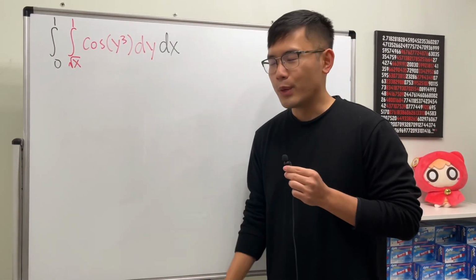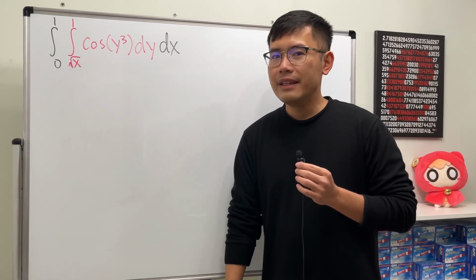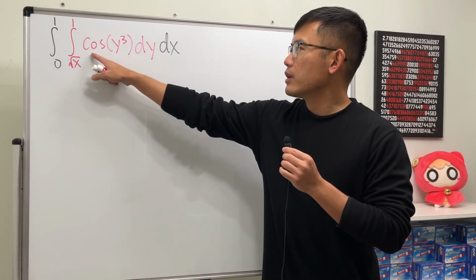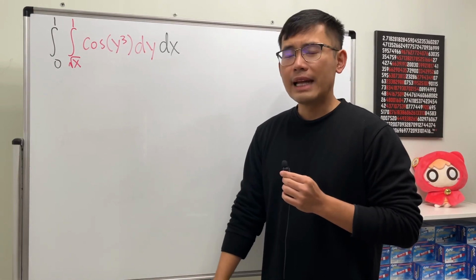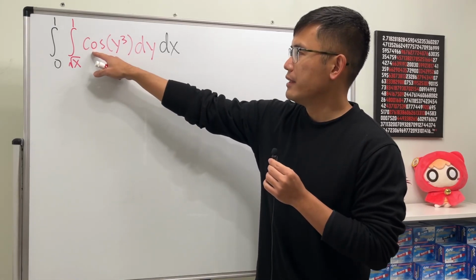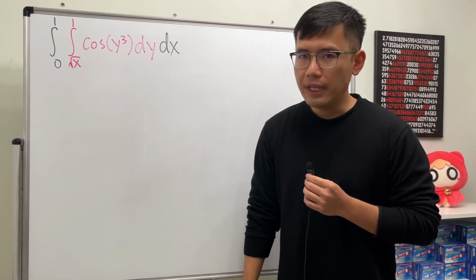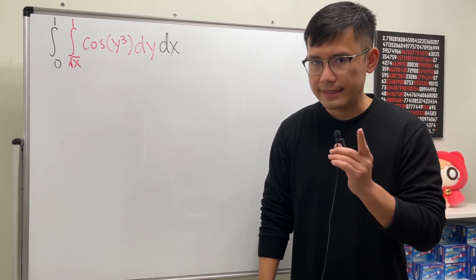I'm going to show you guys how we can work out this double integral right here. And unfortunately, if we integrate cosine of y to the third power with respect to y, that's not going to work. We do not have an antiderivative for this. So we actually have to change the order of integration. That's the way to go.